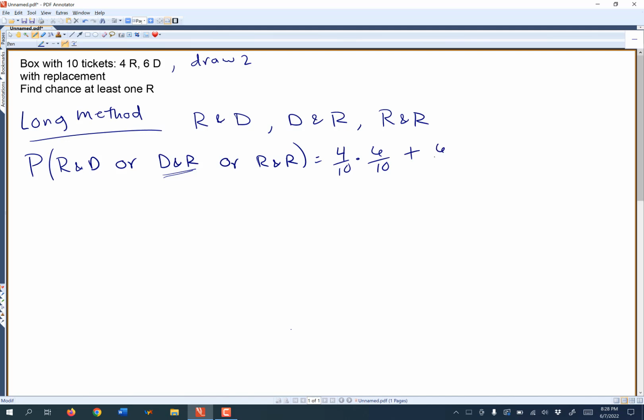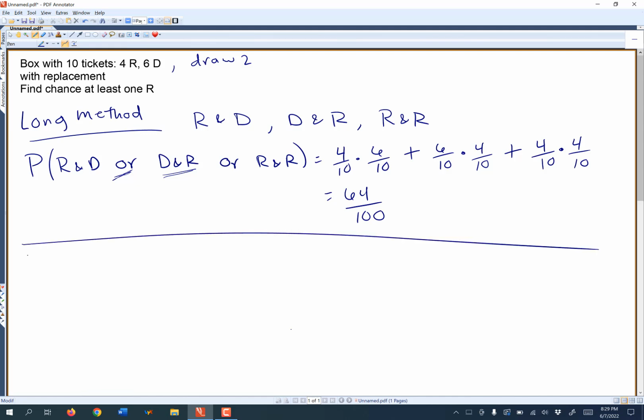Okay, plus, now I'm going to do the D and R. So for D, we start with 6 out of 10, then we put it back, and now we want an R. Because we put it back, there's still 4 R's, there's still 10 total, nothing has changed. Then I want an R and an R. The first time I draw, there are 4 R's to choose from out of 10 total. But then I put it back, so now there are still 4 R's to choose from out of 10 total. I put all that together, and I get 64 out of 100. So again, remember, I multiply when I see an and, and whenever I see an or, I'm going to add. So I've done all that, but that is the long method.